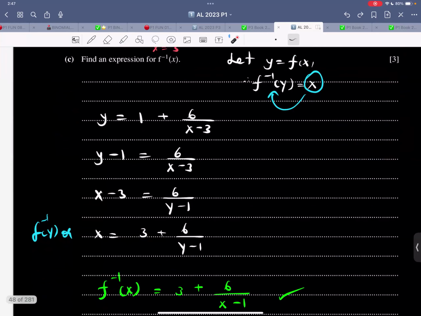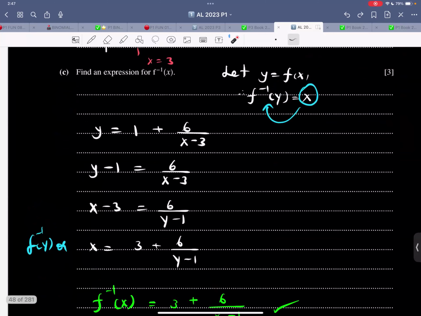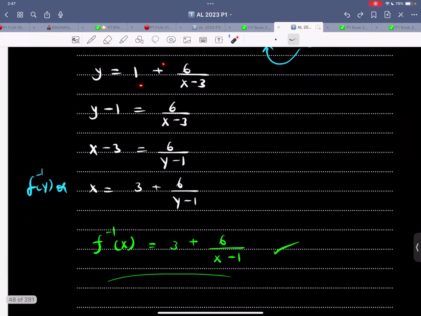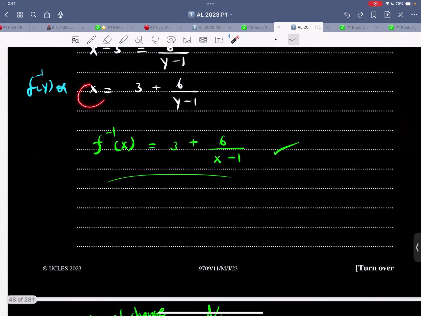Find an expression for f inverse. That is something very basic. Let y equals f(x), f inverse of y equals x. y is 1 plus 6 over x minus 3. y minus 1, make x the subject. x is f inverse of y, and f inverse of x is 3 plus 6 over x minus 1. So this thing is done.